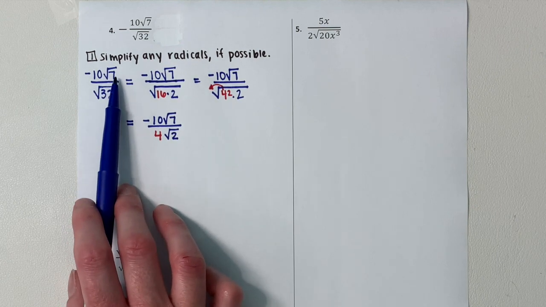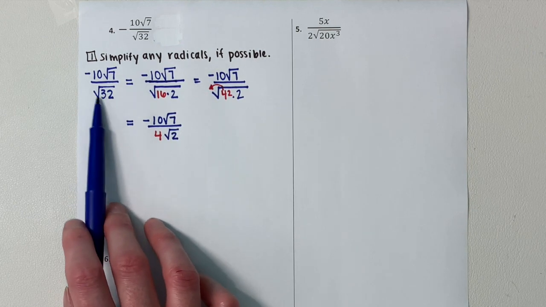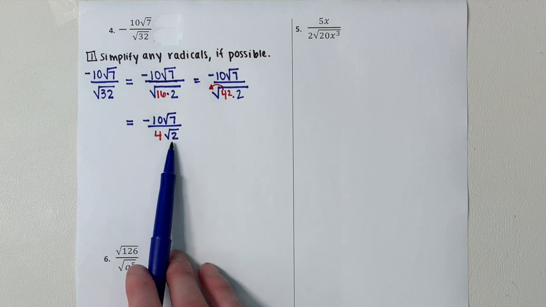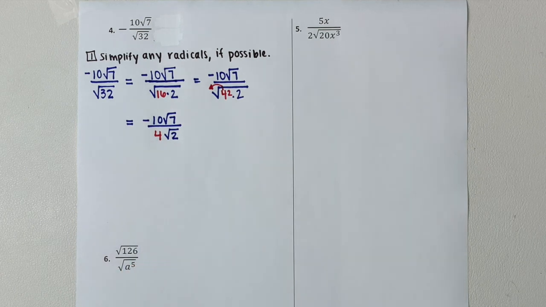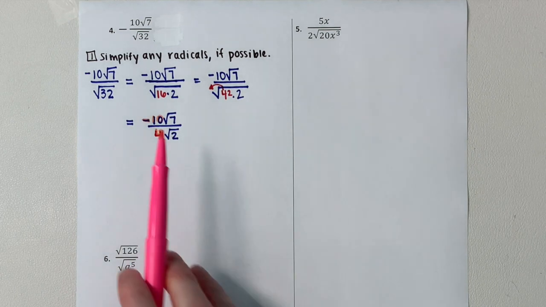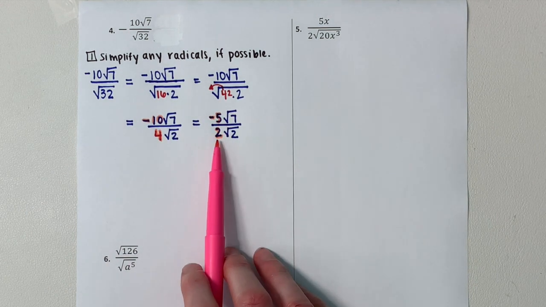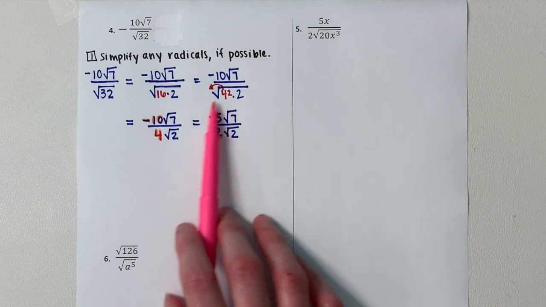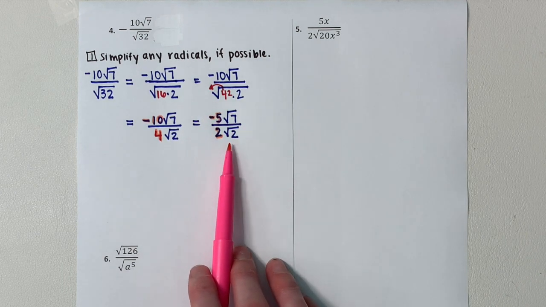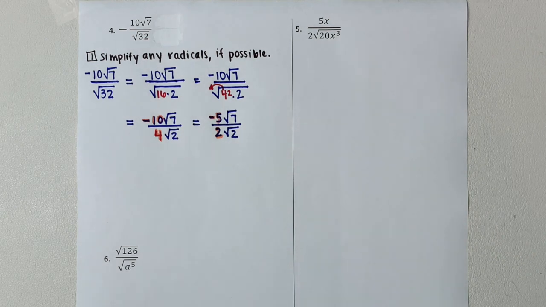The square root of 7 couldn't be simplified, but we simplified the square root of 32 to 4 square root of 2. But now I also see that we can simplify this a little bit further because the fraction negative 10 fourths can be reduced to negative 5 halves. So now we've simplified the original problem as much as we can at this point. That's going to make our numbers nice and small and easier to work with.